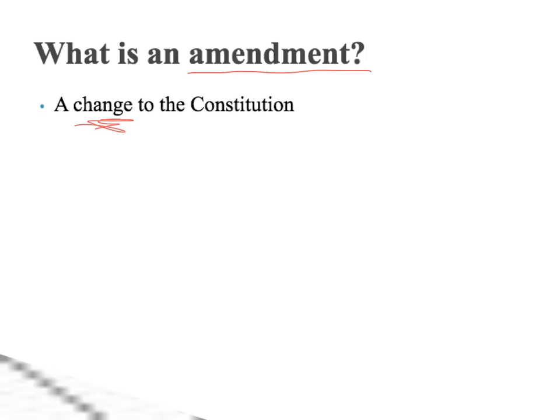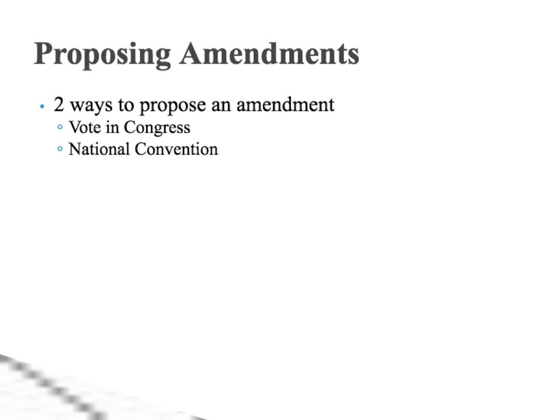Well, let me tell you, ladies and gentlemen, sometimes even our forefathers made mistakes, and sometimes we need to update the laws of the land, right? That's why we would need to amend it. So let's get into how we do that. The Constitution actually lays out how one would go about amending the Constitution, and that's found in Article 5.